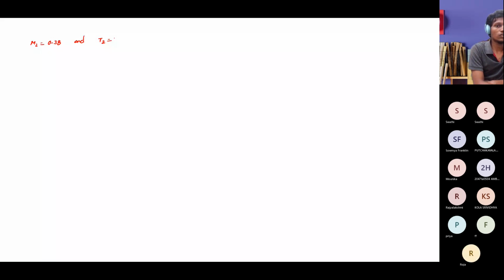Yeah. So now we have all the required things: M2 equals 0.38 and T2 is around 71564 Kelvin, with some decimal points.